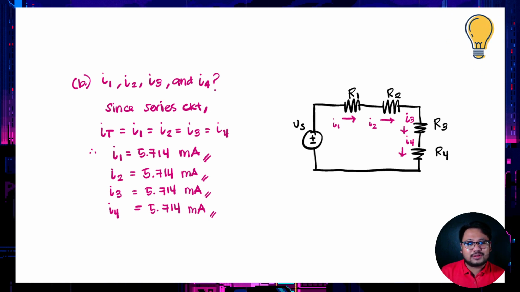Meaning to say, the total current will be the same current that is passing through R1, R2, R3, and R4. If we got our total current as 5.714 milliamperes, then that is our value for our I1, I2, I3, and I4. And please don't forget that if it is a series circuit, or if your resistors are in series, they will experience the same amount of current. But then it will be a different story for our voltages across each resistor.